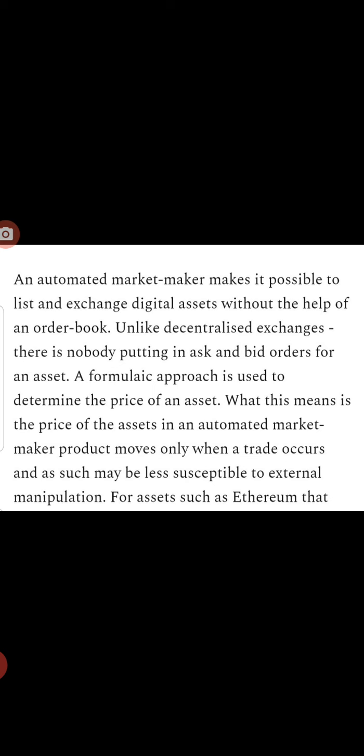Which means that this will now determine what the price is, but it's only when a trade occurs. So there is little room for external manipulation, because it's only when trades happen that the price is influenced.